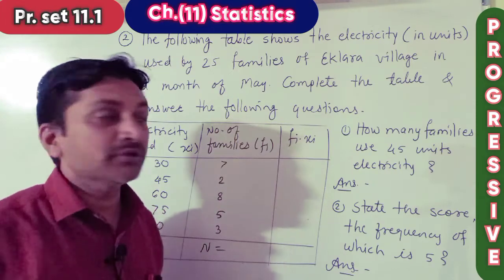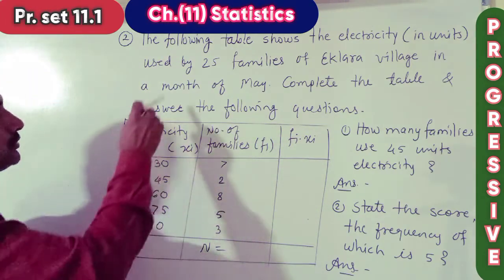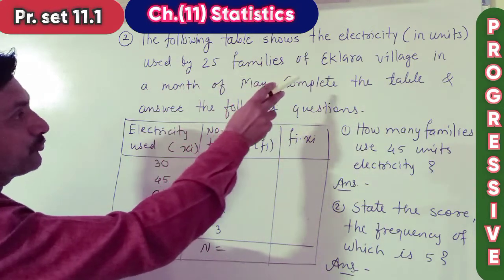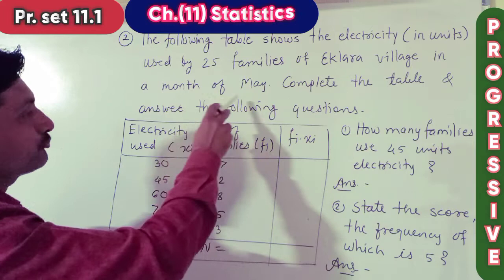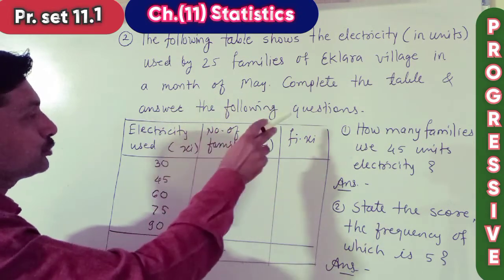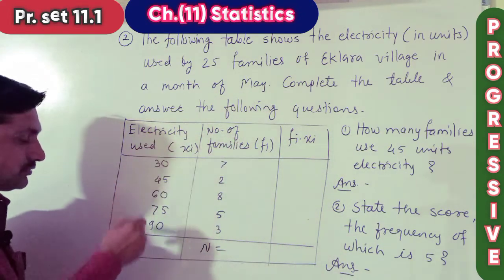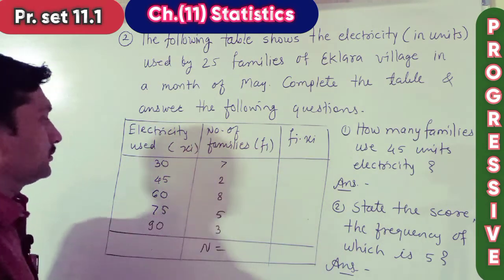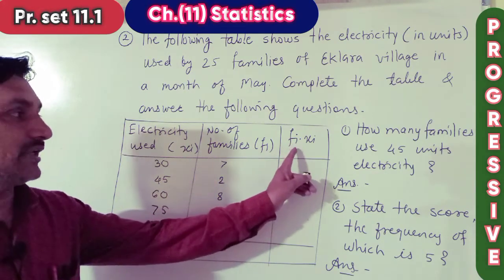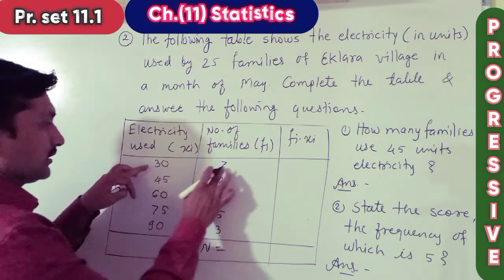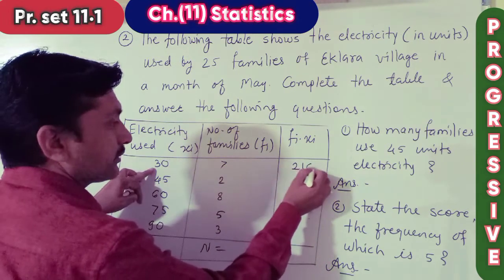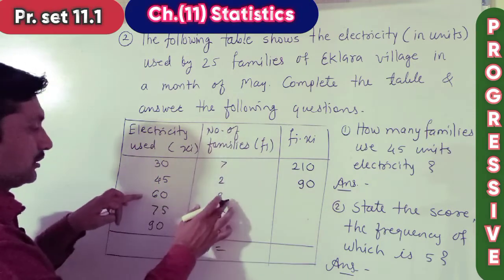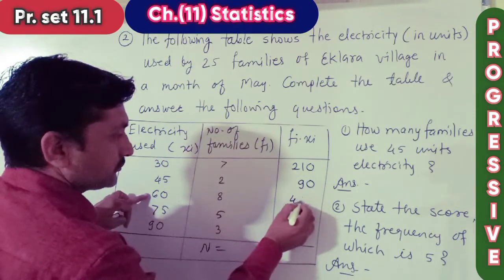Dear friends, let's see example number 2. The following table shows the electricity in units used by 25 families of Eklara village in the month of May. Complete the table and answer the following questions. Electricity used is given in units, then the number of families, and here the product. Now here we have to do the product fi xi. 7 3s are 21, 210. 45 2s are 90, 8 6s are 48, 480.